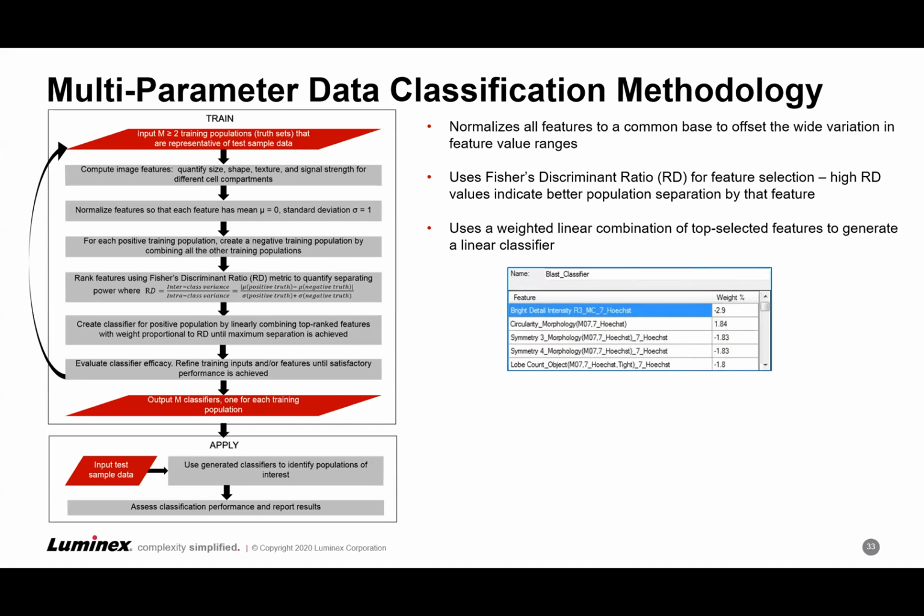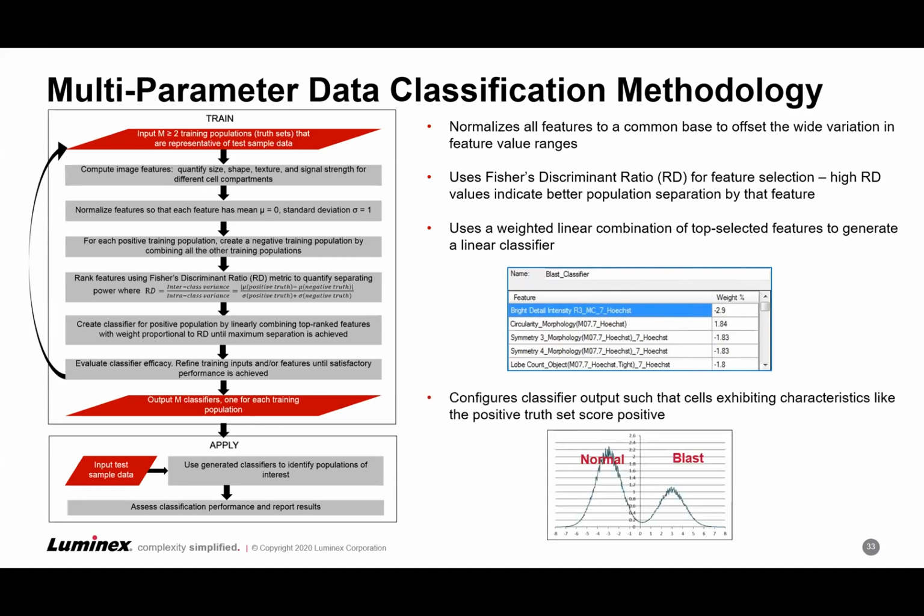And then using a weighted linear combination of the top selected features, the software is going to generate a linear classifier. And you'll see a readout just like you see on this screen. So for this particular one, we're defining the difference between normal cells and blast cells. And then the classifier will be configured such that cells exhibiting characteristics like the positive truth set will score positive, and cells like the negative truth set will score negative. So you'll get a bivariate.